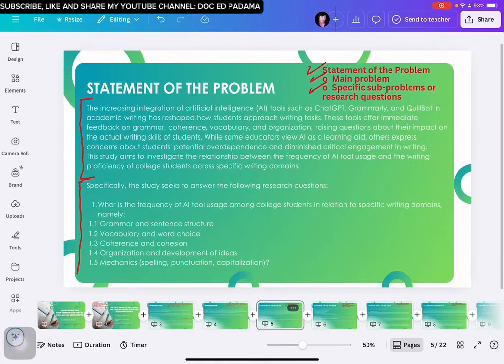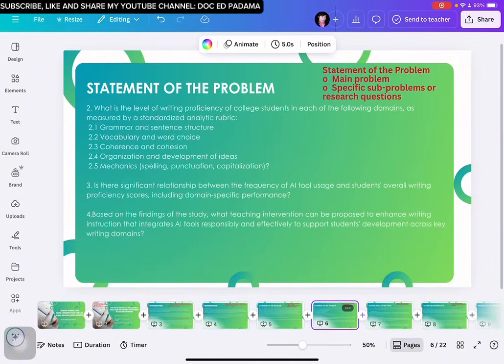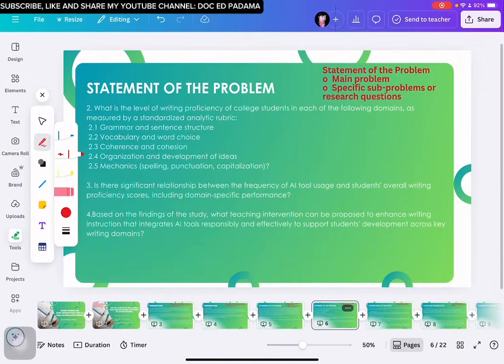Moving on to specific problem number 2. Specific problem number 2 is labeled correctly, and then under that will be the domains labeled 2.1 until 2.5. These are the things that you need to observe when you are presenting your specific problems, especially if your specific problem has these areas or domains.